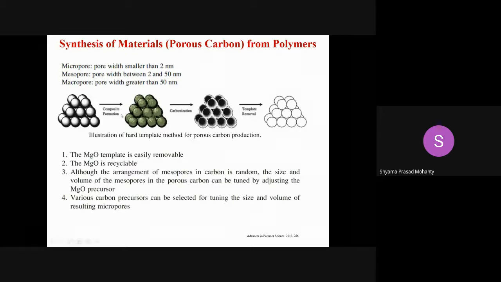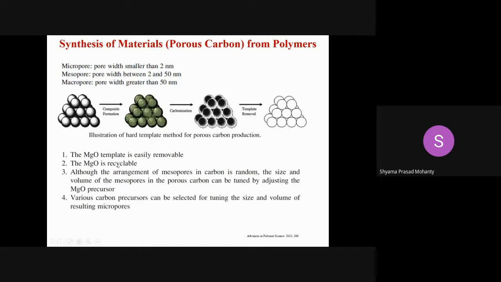So it starts with magnesium oxide particles, whatever structures you want to prepare, that kind of template you have to take. Then you form the composite with the magnesium oxide, followed by carbonization. So this contains your carbon over the magnesium oxide. Then you remove the template. For removing the template, we need some acid. We dissolve the magnesium oxide, so carbon will remain as such.